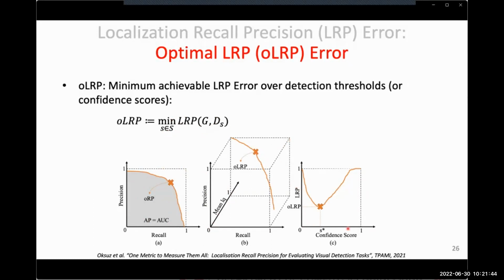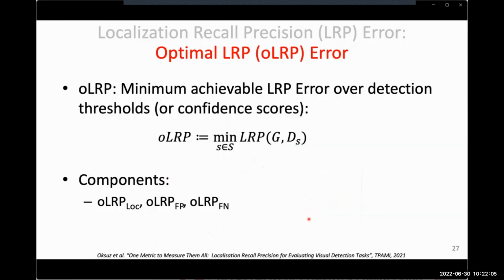In a 1D plot, we can plot confidence score thresholds with respect to LRP values, and optimal LRP is actually this point, the minimum point of this curve. And this score is then the optimal threshold for this detector. Optimal LRP has 3 components, and looking at these components gives an intuition about the performance of a detector in terms of localization, false positives, and false negatives at its best setting.